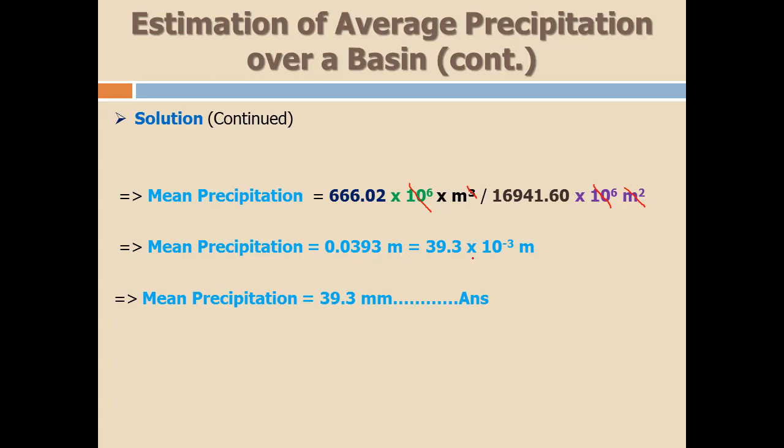0.0393 meter can be written like this one, 39.3 into 10 raised to the power minus 3, because this point is displaced 1, 2, 3 digits, so we will get minus 3 meter. So 10 raised to the power minus 3 means 1 divided by 1000, and 1 divided by 1000 means milli. So in place of this 10 raised to the power minus 3 we can write down millimeter. So the answer of this is, the mean precipitation of this area is 39.3 millimeter.